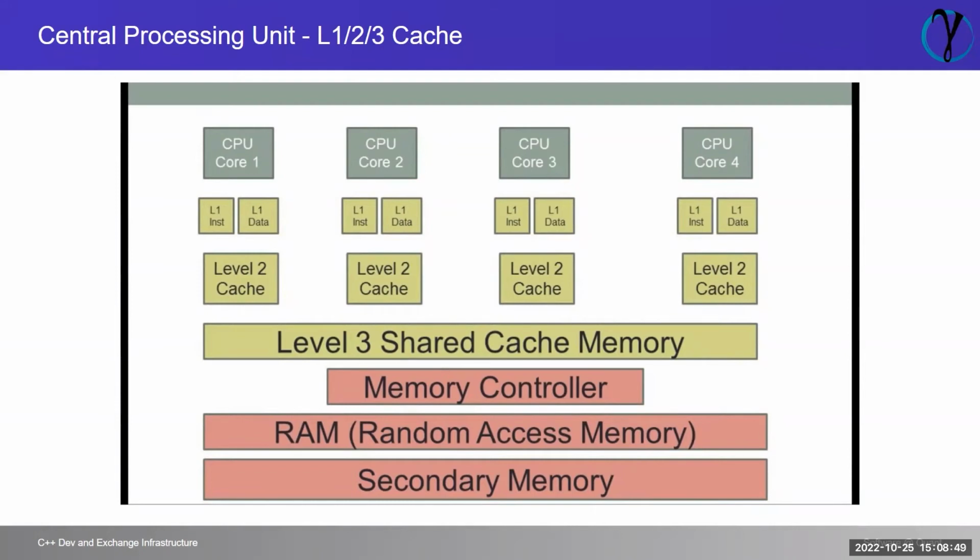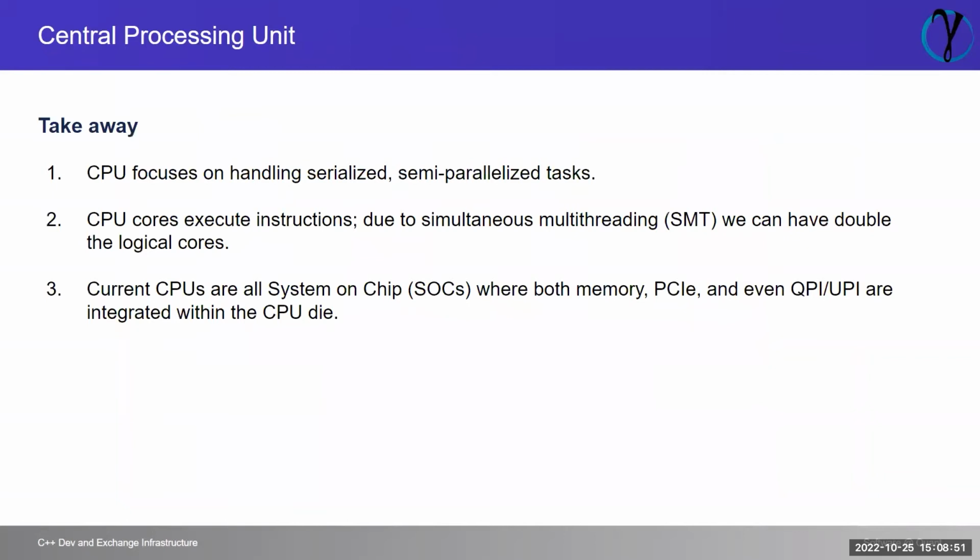All right, so here are some takeaways for the CPU. CPUs are very good for serialized tasks. They're not really that good for parallelization, but we do incorporate parallelization. I'm going to mention SMT right now. Basically, each CPU core has one thread, like a worker. You can think of it like that.